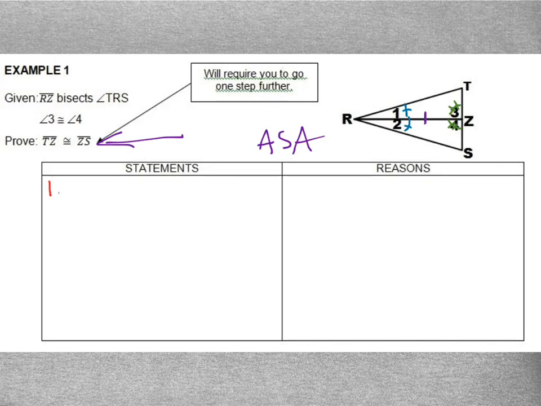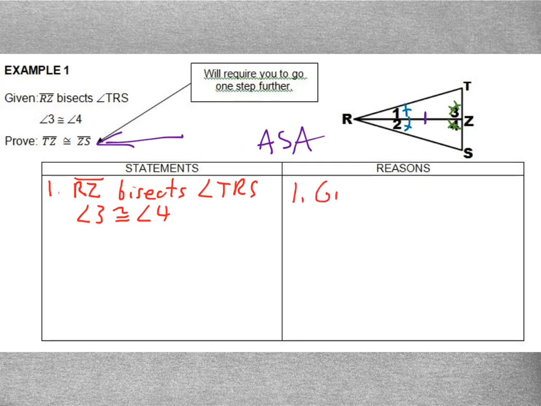Our first statement is always our given. So we have RZ bisects angle TRS, and angle 3 is congruent to angle 4. That's given. Here, I already have one of my angles that I need for angle side angle. There's one of the congruent angles right there.